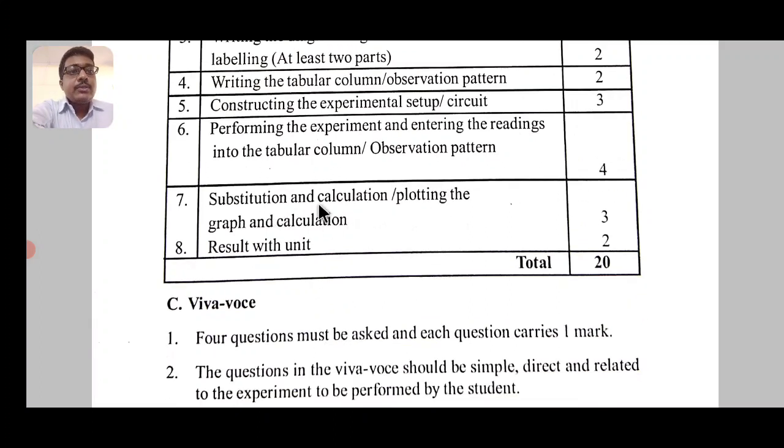Next, substitution and calculation along with the graph. So some of the experiments will be accompanied by graphs, so you have to plot the graph and you have to do the calculations, that together carry 3 marks. And finally, writing the result with the SI unit in it will carry 2 marks. So 1 mark will be awarded for the value of the result and 1 mark will be awarded for the unit. So many of the students fail to write the unit while writing the result. So please take care and write the unit also.